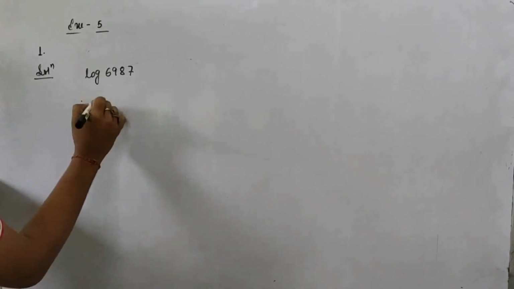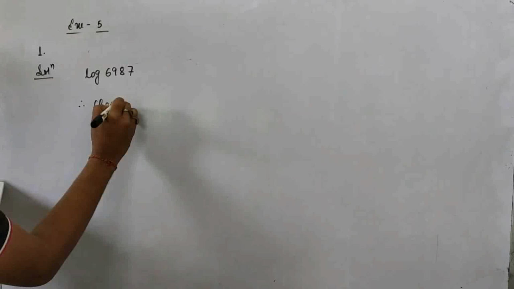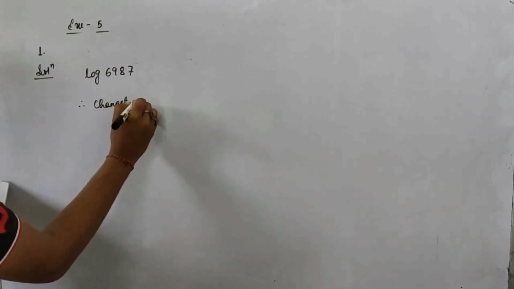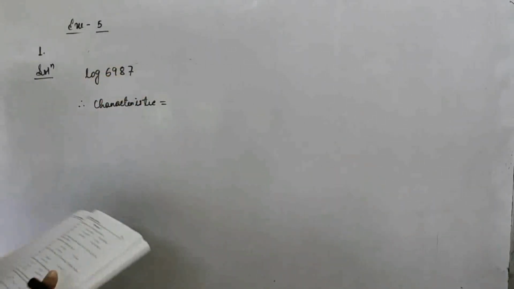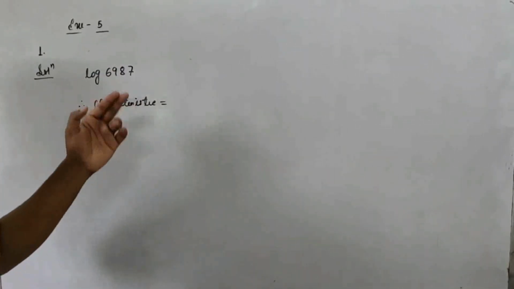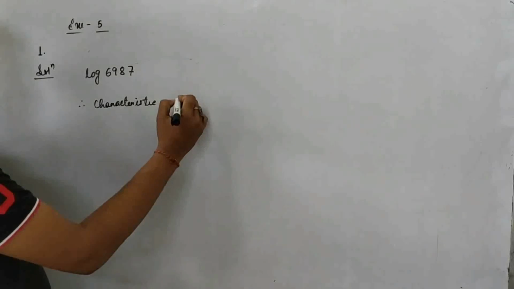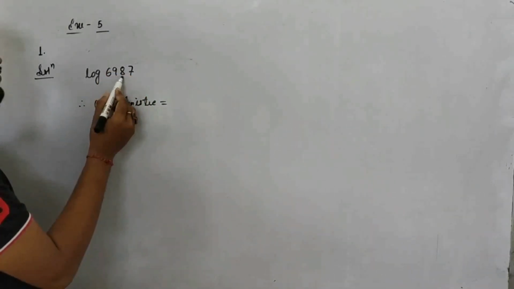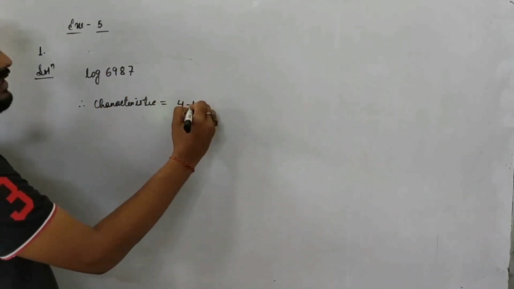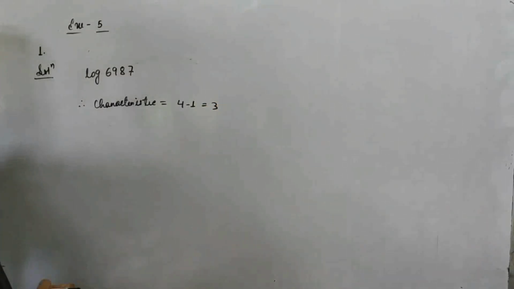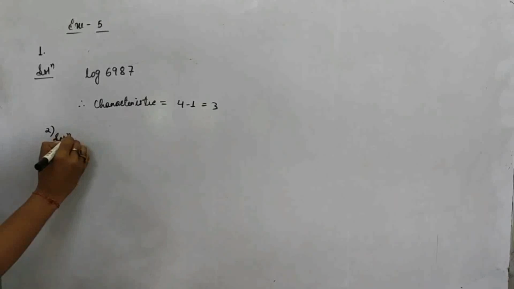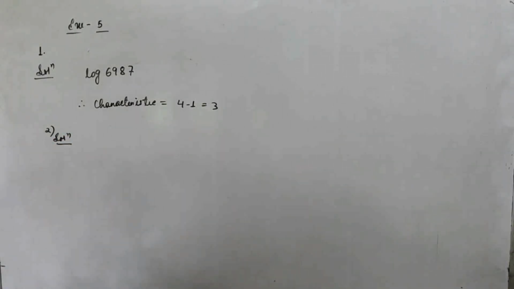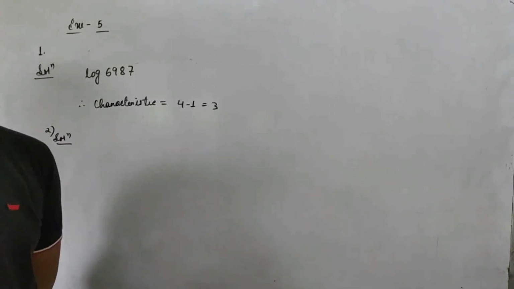Characteristics, what will be the formula over here? Integral part is given, right? So the formula is n minus 1. How many digits are there? 1, 2, 3, 4. So the characteristics will be 4 minus 1, which is equal to 3. Number 2: log of 256987. Number 2 you can do by yourself, right?